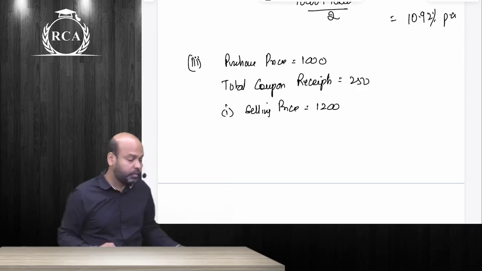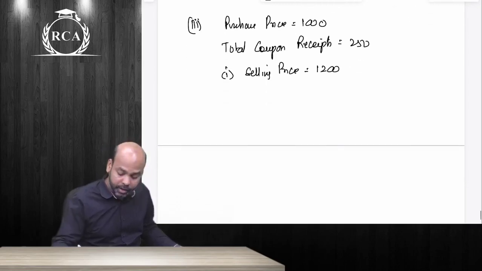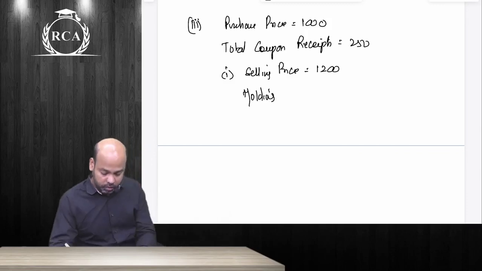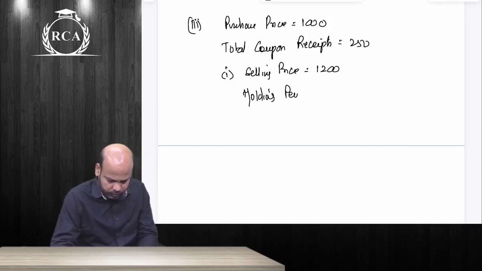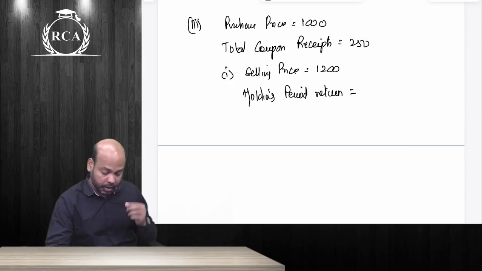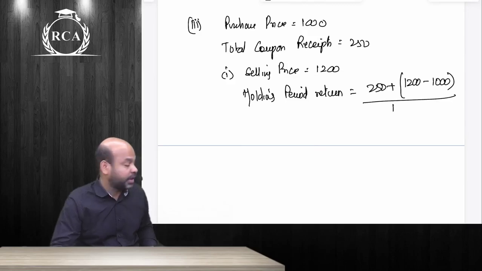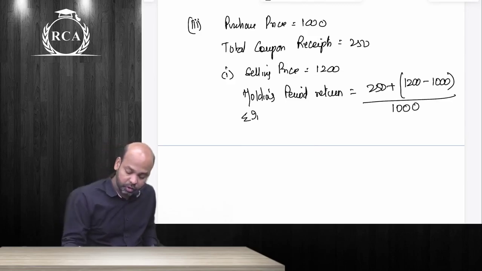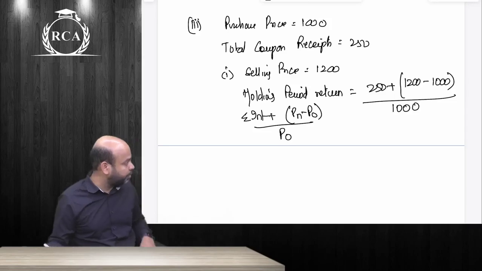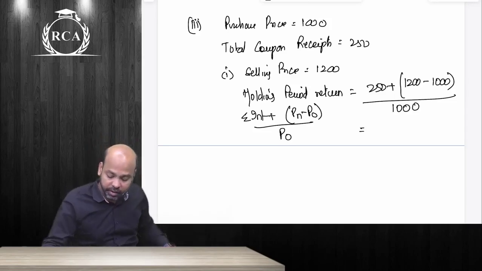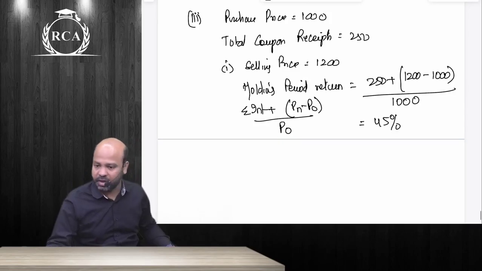1200. You're selling it at 1200, guys. So your holding period return will be equal to the interest amount, which is 250, plus capital gain, guys, 1200 minus 1000, divided by your purchase price, which is 1000. It is the summation of all interest receipts plus Pn minus P naught, that is capital appreciation, divided by P naught. So this will give us an effective return of 45%. Do you all get this?